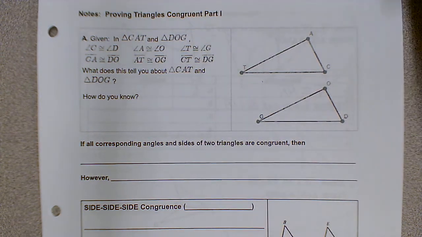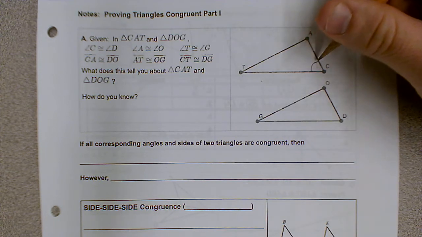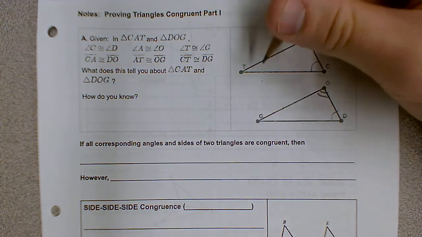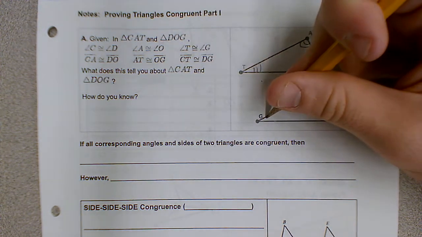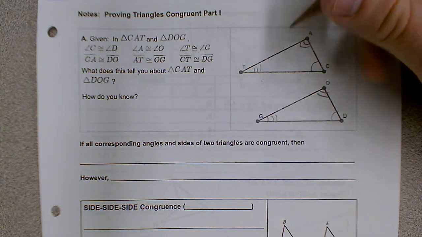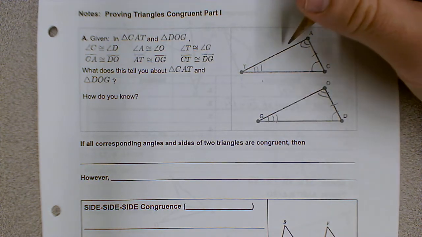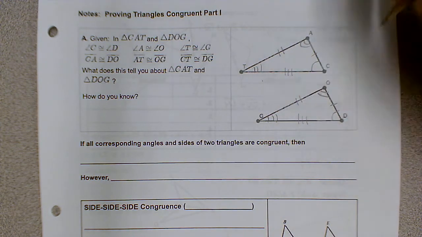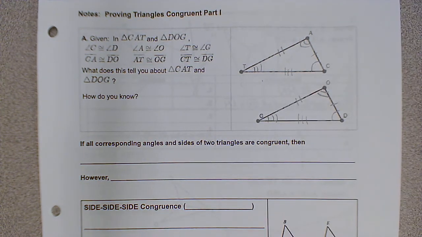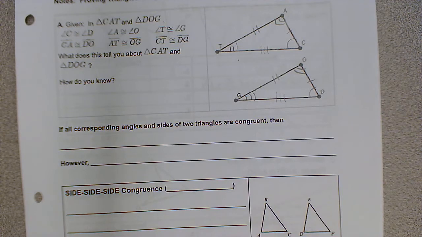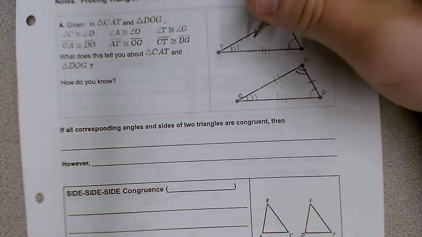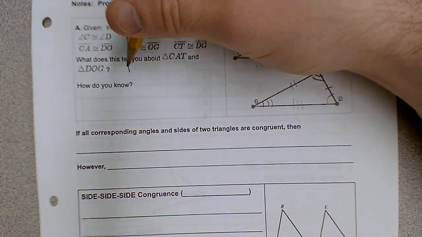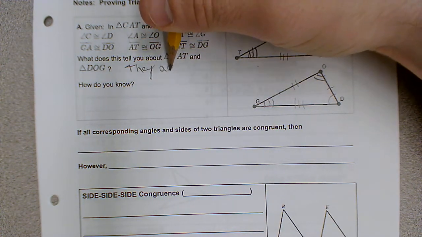So, given in CAT and DOG, angle C is congruent to angle D. Angle A is congruent to angle O. Angle T is congruent to angle G. We're also told that CA is congruent to DO, AT is congruent to OG, and CT is congruent to DG. Wow. That's a lot of information. But it's pretty thorough, right? I mean, is there any way you can deny that these two triangles are congruent? Everything matches. Everything's the same. They are congruent.